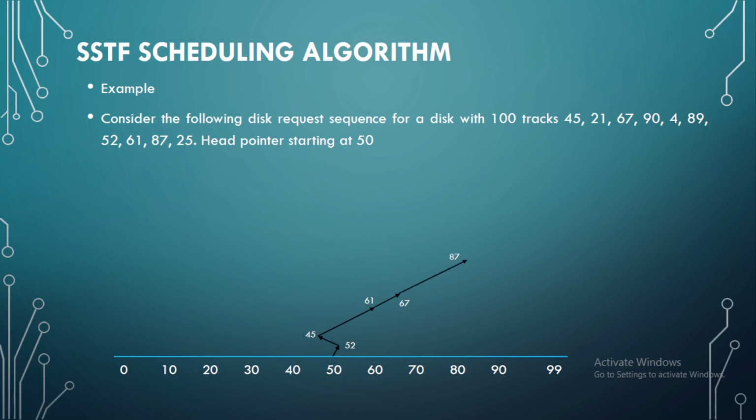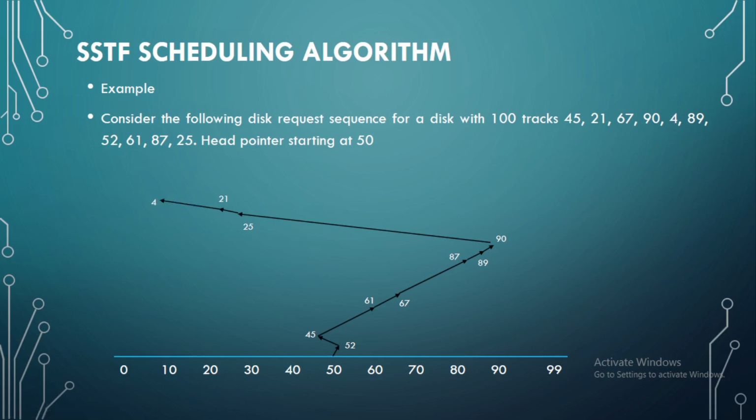From 87, the closest request is 89. From 89, the closest request is 90. From 90, the closest request here is 25, because all the requests are satisfied. So 25. From 25, the closest request is 21. From 21, the only request left is 4. So the 4 is satisfied.